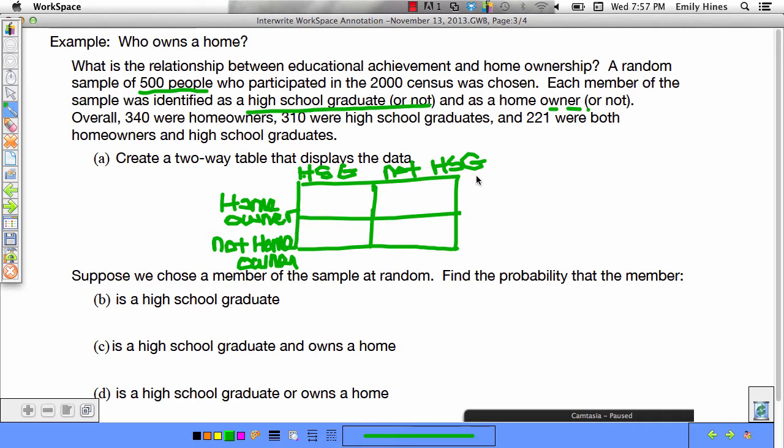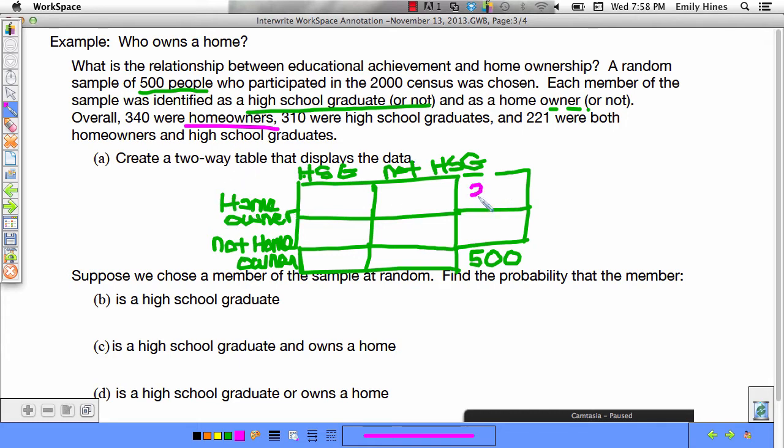So then I know that my total that goes in this corner over here is 500. Because remember, the total for my rows would be these two, and the total for my columns would be these two, and the 500 is the overall total. So if I added these two up or I added these two up, I should get 500. Then I look here. It says overall 340 were homeowners. Notice that it doesn't say 340 were homeowners and high school graduates. It's just talking about homeowners. That tells me that that is the number of just homeowners.